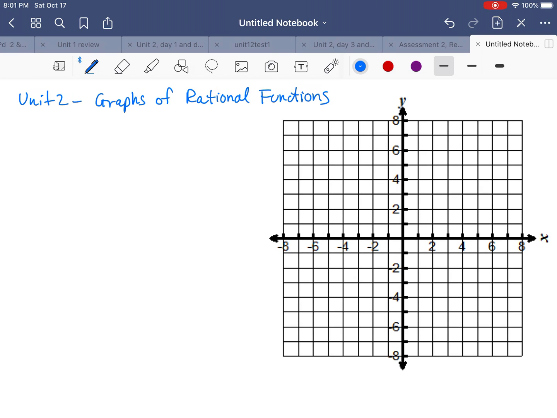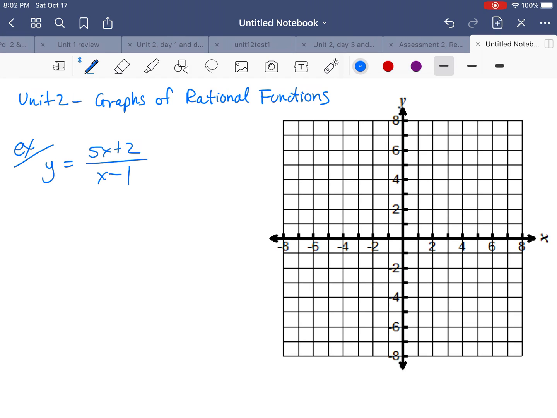Now, you did this in Algebra 2 as well, so we're just going to review this. We have a little bit of new stuff to add in class later, but for now, let's just review what you know. So let's start off with this example. Let's say we have this equation, y equals 5x plus 2 over x minus 1.